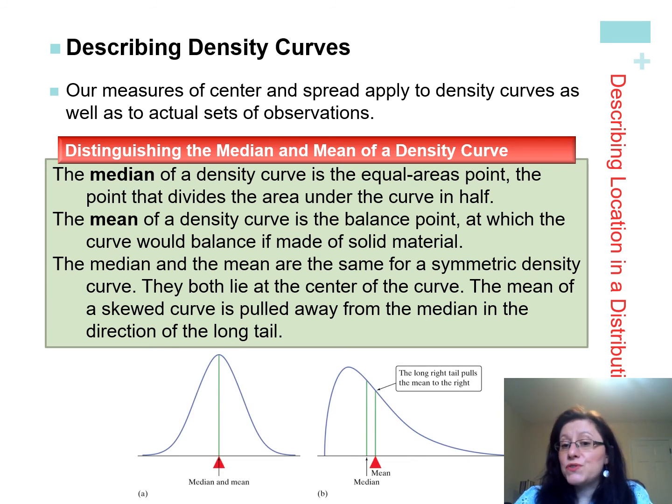But if your distribution is skewed, the mean is always going to be pulled in the direction of the skew or the tail. For example, this here is skewed to the right, so the mean is going to be higher than the median. When the distribution is symmetric, the mean and the median are the same value. And remember, the median tells you where the equal areas point is. 50% of the data is going to be below that value, 50% above, whereas a mean is the balance point of the curve.